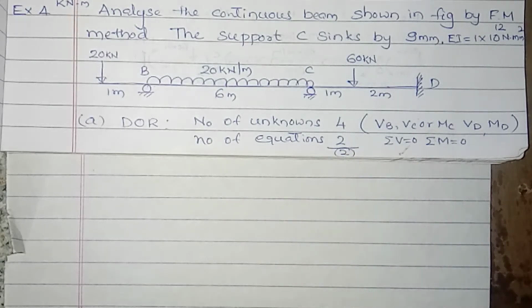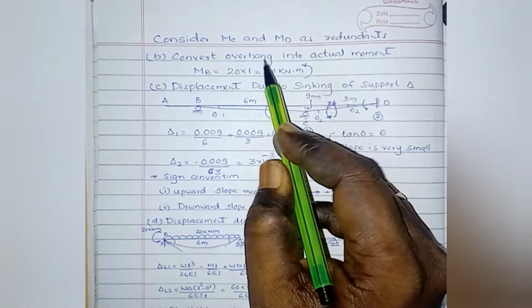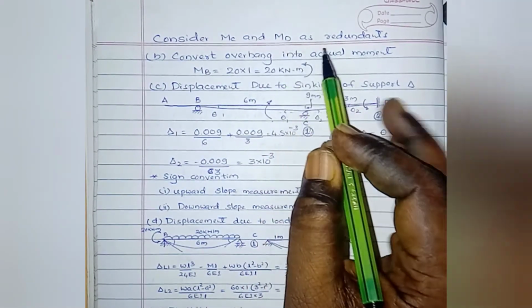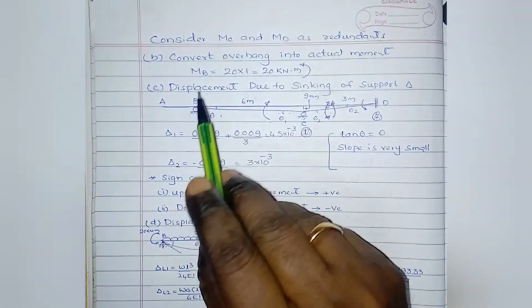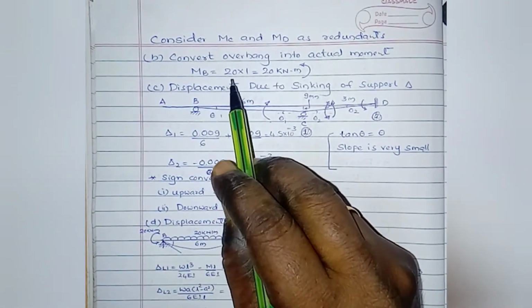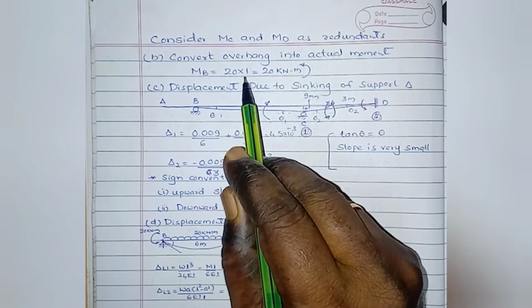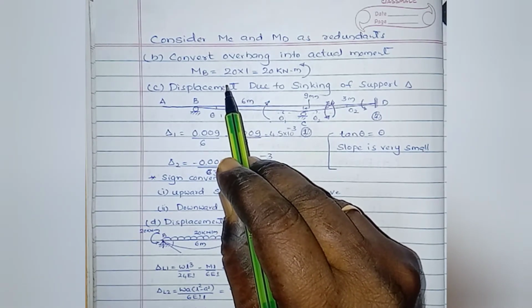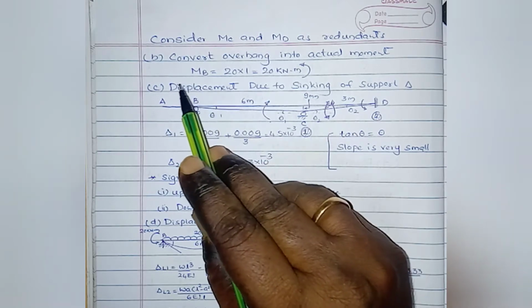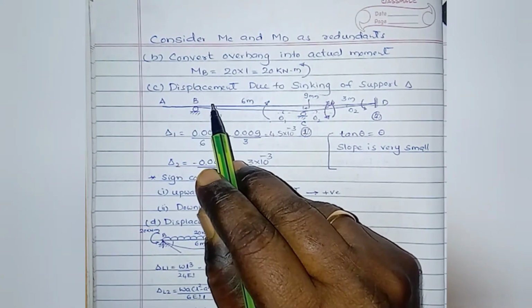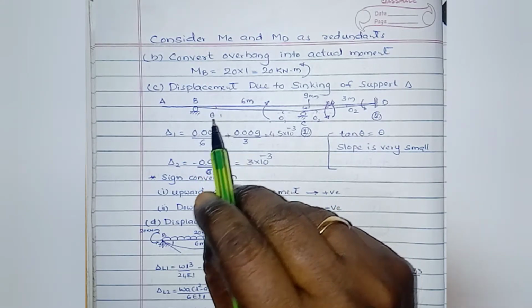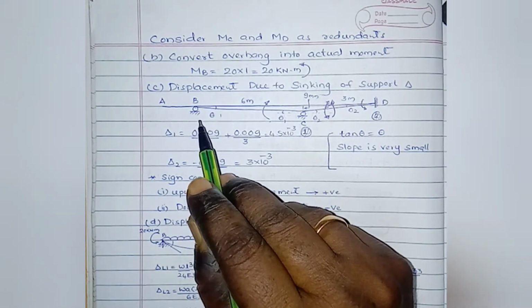Now we will consider the moment at C and the moment at D at the fixed end as the redundants. We have to consider any two unknowns as the redundants. Here the first step, we have already completed. The second step is to convert the overhang into an equivalent moment.